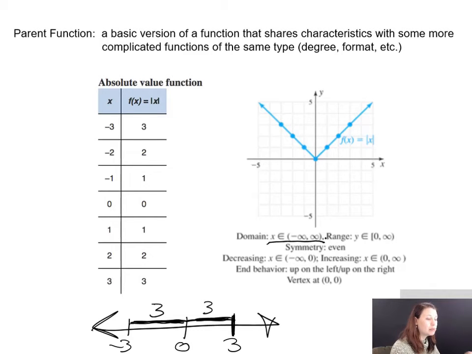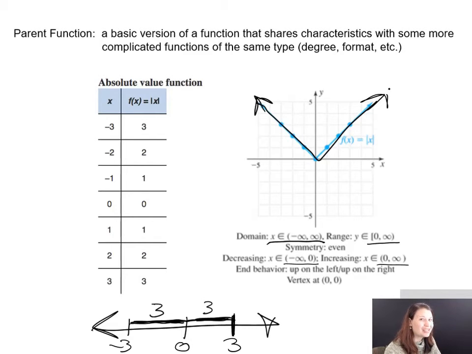So the domain is negative infinity to infinity. Then range, well, we plug in negatives, we don't get negatives, right? Because the absolute value takes the signs off. So we only get 0 to infinity. If we flip it, it's the same graph, so it's even symmetry. Then if we follow from left to right, it starts with decreasing, then increasing. So negative infinity to 0 for decreasing and 0 to infinity for increasing. Then its end behavior is up on the left and up on the right.